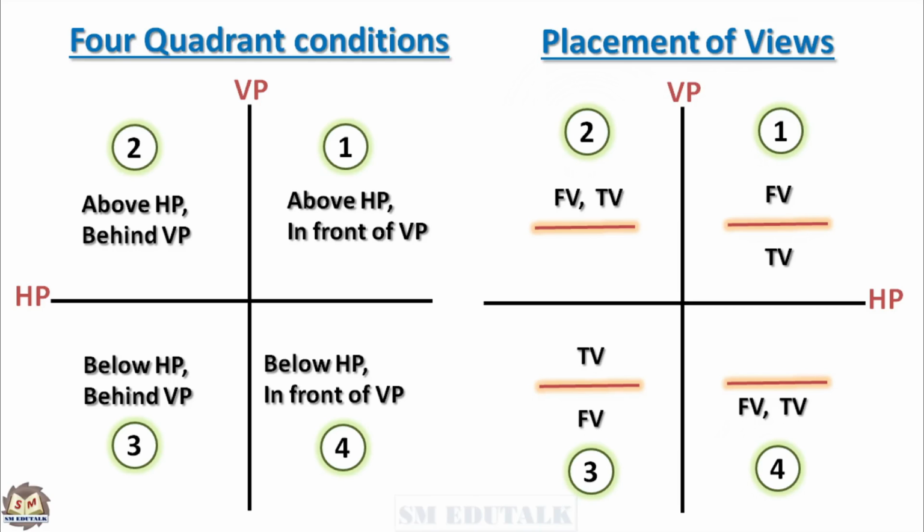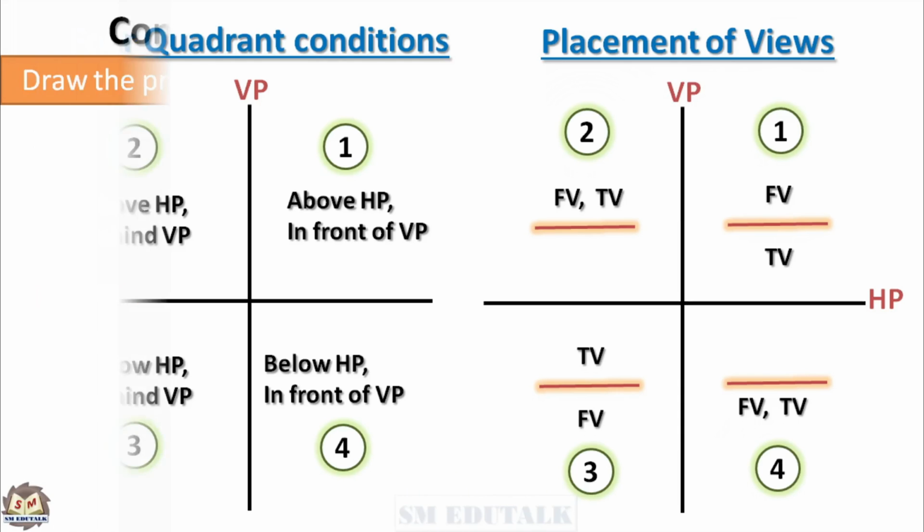You must memorize this, then only whenever you see the position of a point in a problem, you are able to identify the quadrant in which the point lies and where the front view and the top view should come in relation with XY reference line.